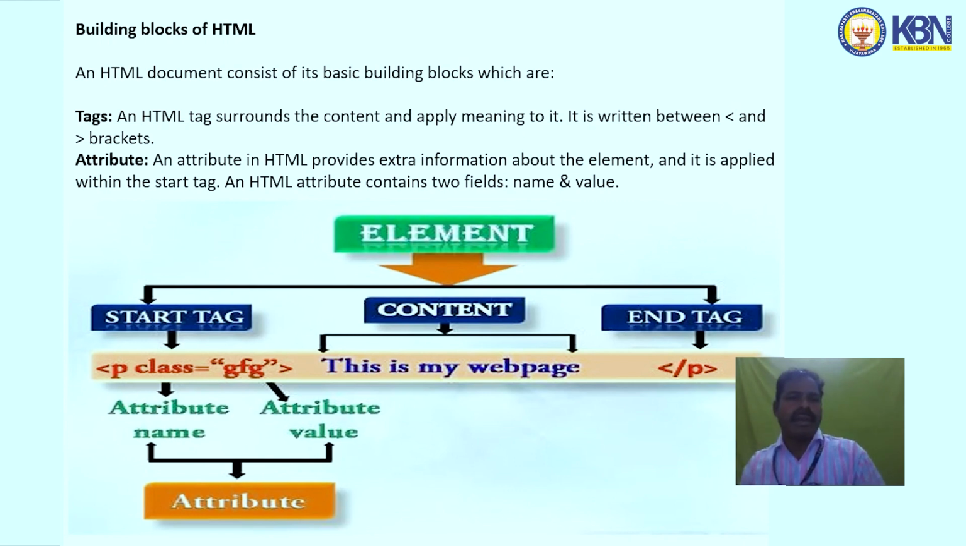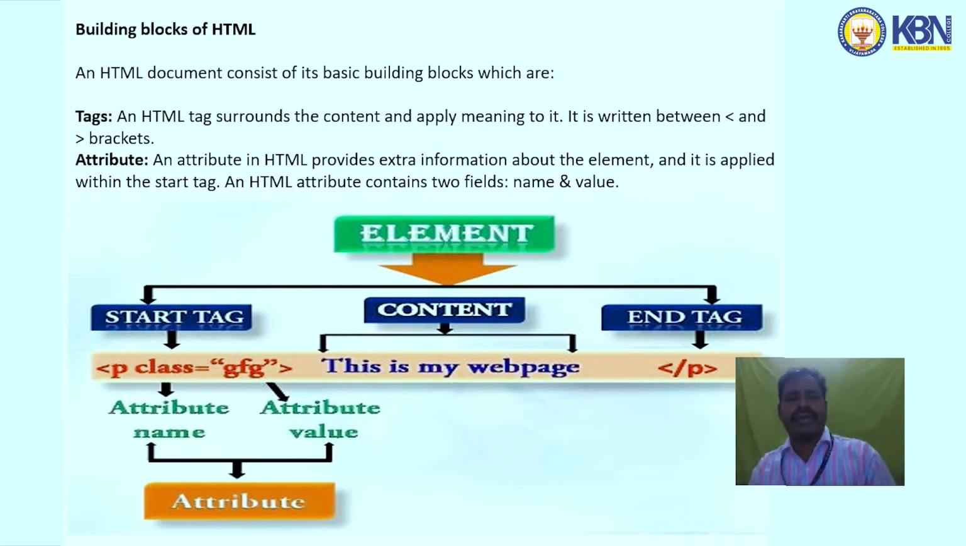Next concept is the building blocks of HTML. The HTML document consists of basic building blocks, which are tags. What is a tag? An HTML tag surrounds the content and applies meaning to it. It is written between angle brackets, less than and greater than. These are two operators. In between we can write the text, and that is called a tag.